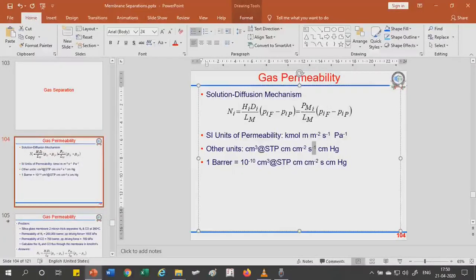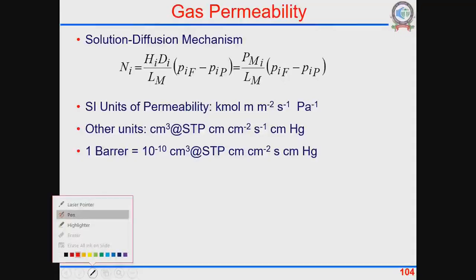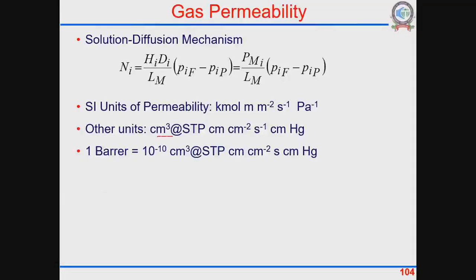Right, and the partial pressure difference we could write in terms of any unit of pressure. So we could write this in terms of millimeters of mercury or centimeter of mercury. So this special unit that is very commonly used in gas separation, we call 10 raised to minus 10 of this unit, and it is called 1 barrer. So the permeability of a gas in a membrane is represented in terms of the unit barrer.